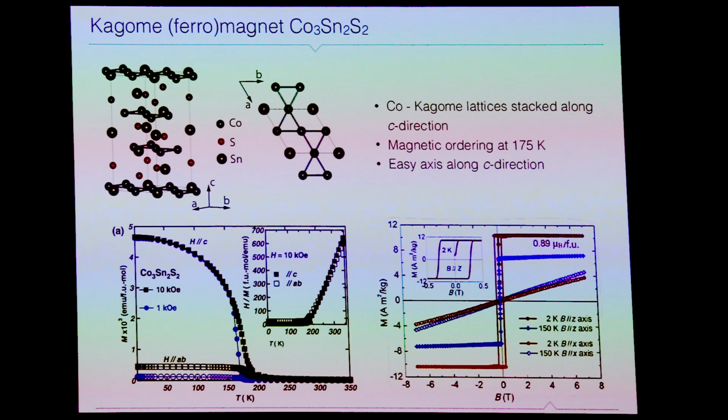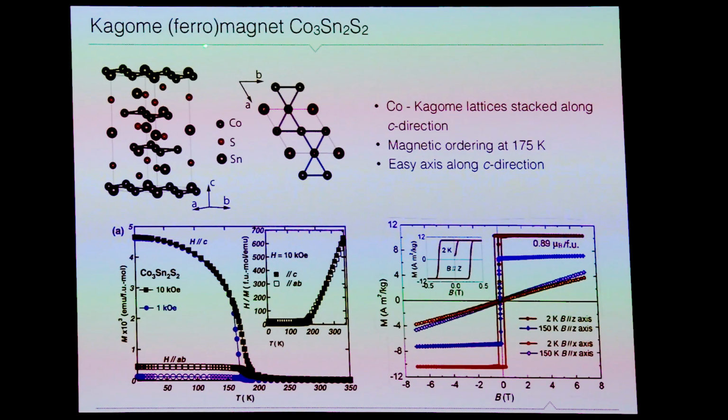The cobalt tin sulfur consists of Kagome lattices formed by the cobalt atoms. And these layers are stacked along the C direction. So you have one layer here, another one here, here, and there. And in between you have the tin and sulfur atoms. The compound, if you look at the magnetization versus temperature curve, is paramagnetic at room temperature, or at 300 Kelvin. And if you cool it down, it will start around 175 Kelvin to order magnetically.